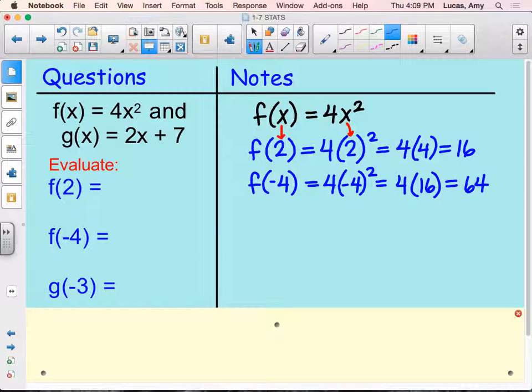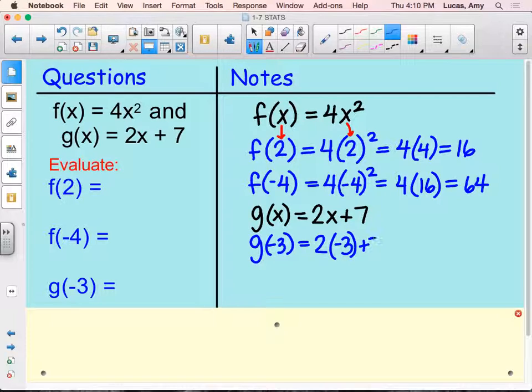Now, switching to our other function, g of x equals 2x plus 7. G of negative 3, if I replace the x with the negative 3, so here the x turned into negative 3. So over here, do the same thing. Use the order of operations. 2 times negative 3 is negative 6. Negative 6 plus 7 is 1.